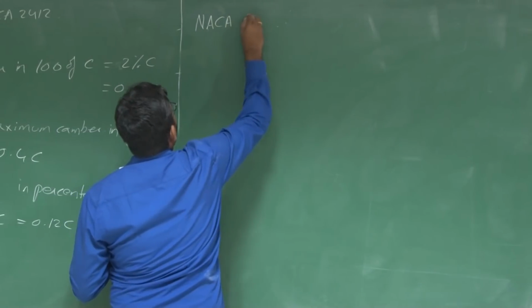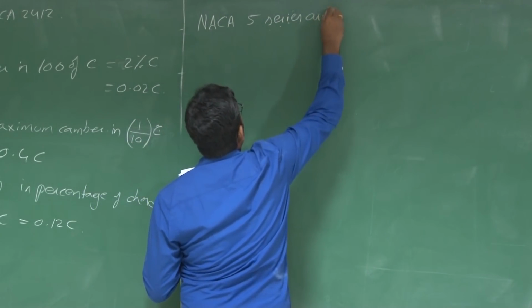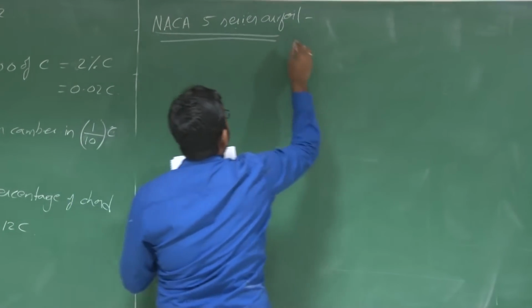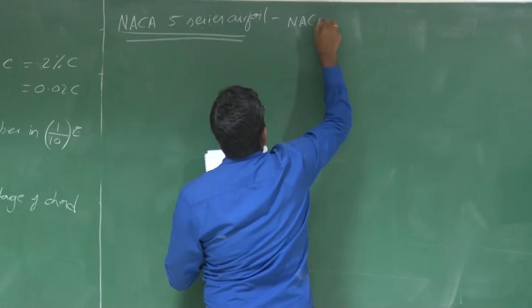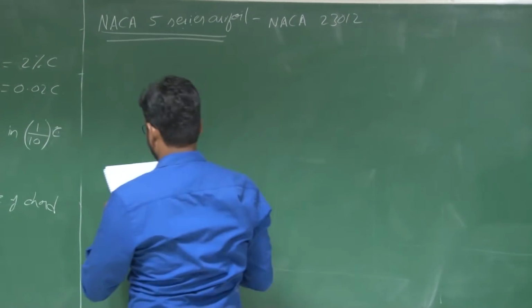NACA 5 series airfoil. An example is NACA 23012.